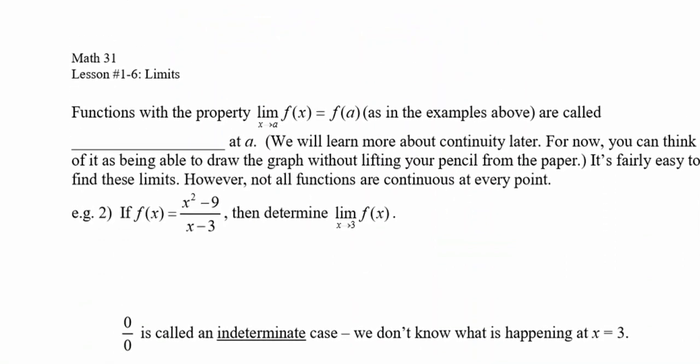But now, functions with the property that the limit as x approaches a of f of x is equal to f of a. Let's see if we can make sense of that too. This is saying the limit of f of x as x approaches some value. Let's put a number in there, say 2 for a second, so the limit of f of x as x approaches 2 should be equal to f of 2.